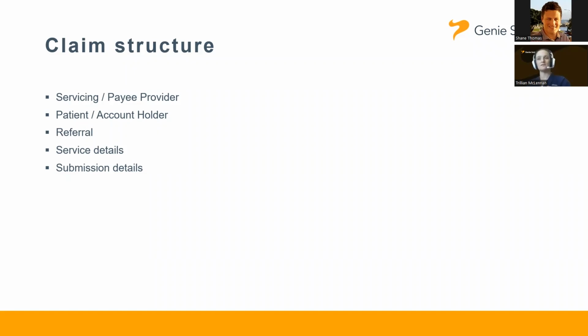The content of the error will typically provide pretty good clues as to which part of the claim is causing an issue. This could relate to the provider details, to the patient or the account holder. Data validation issues could also relate to the referral, the service details, or the claim submission itself. I'll step through some examples of errors that have been submitted to our support team.